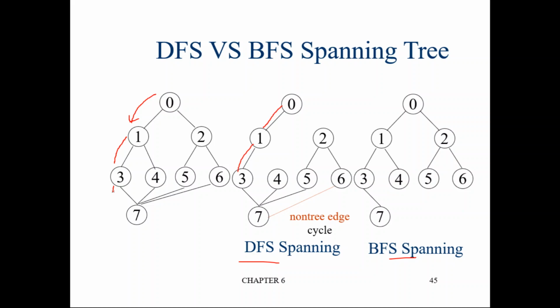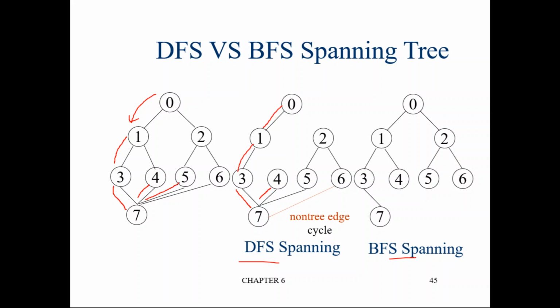Then go from 3 to 7. If you add this edge, will it create a cycle? No, so add this edge. Then we are going from 7 to 4. If you add this edge, will it create a cycle? No, so add this edge. Then from 4, 1 is already visited, so we'll get back to 7, and then 7 to 5.